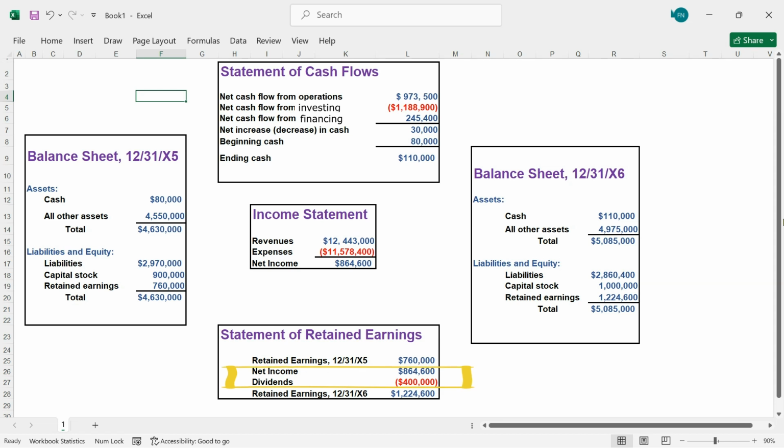Look at the information here. This business was extremely profitable. They had $864,600 of net income, of which they were able to pay a very generous dividend of $400,000 to the owners and still finance the growth in assets and reduction in liabilities.